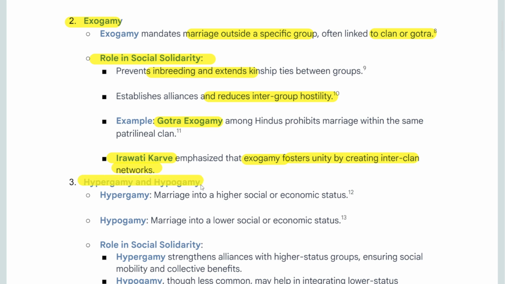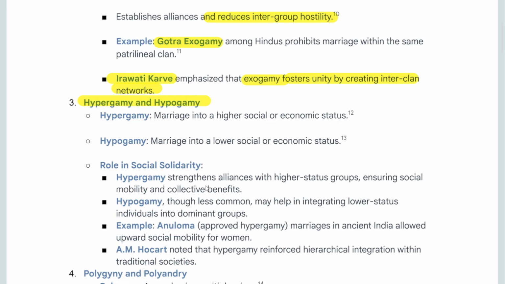Then you also have things like hypergamy and hypogamy. Hypergamy is marrying up into a higher social or economic status. Okay. This can strengthen alliances with those higher status groups, maybe bring social mobility or other benefits to your family. Hypogamy, marrying down, is less common, but might help integrate people from different strata. Right, like the Anuloma marriages you mentioned from ancient India. Precisely. E.M. Hocart noted those were a kind of approved hypergamy, allowing some upward mobility, especially for women.